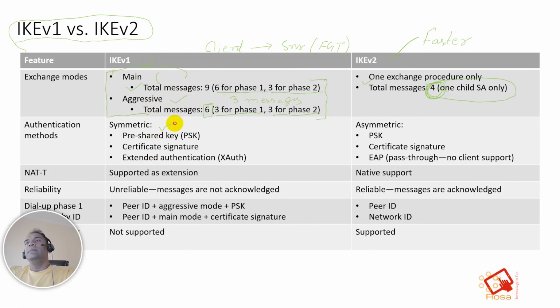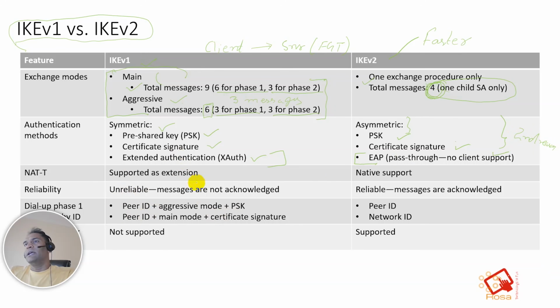IKE V1 is a symmetric authentication method, and it can verify by using pre-shared keys, certificate signature, and XAuth. Whereas IKE V2 is asymmetric, and it can authenticate using PSK, certificate signature, and EAP. So instead of XAuth in IKE V1, there is EAP authentication in IKE V2. So EAP is now much faster. So this is the second reason you should prefer IKE V2, because of the EAP support.